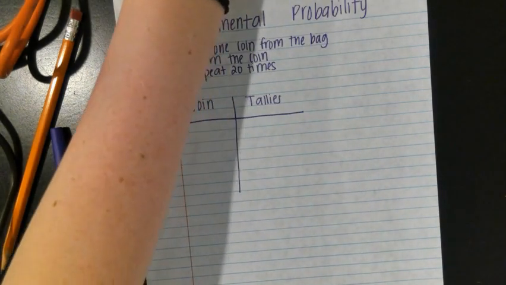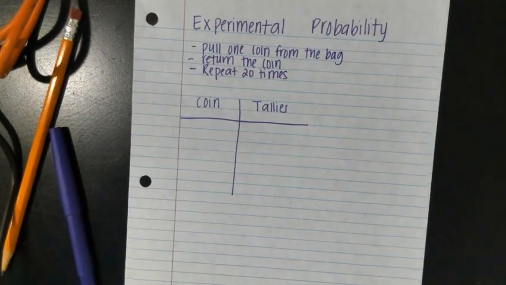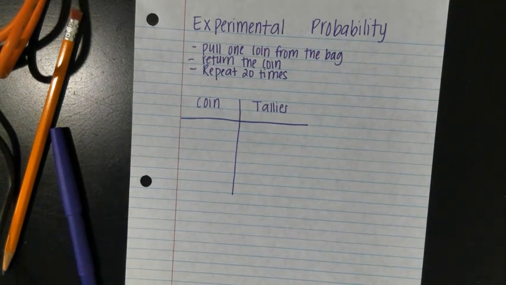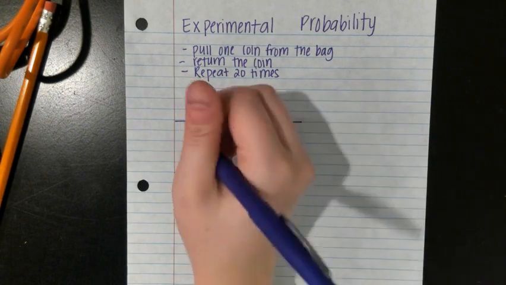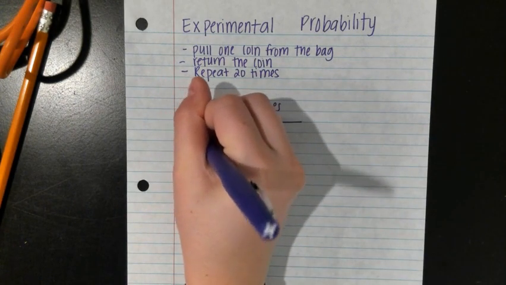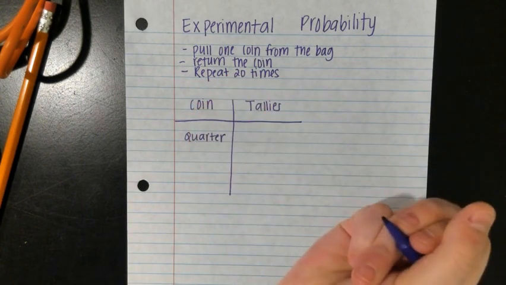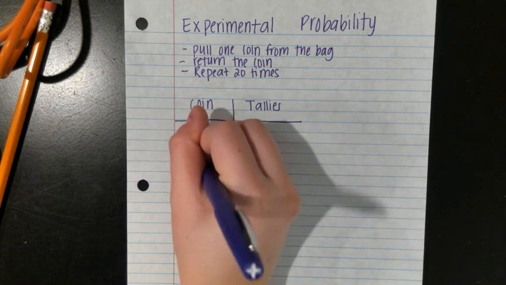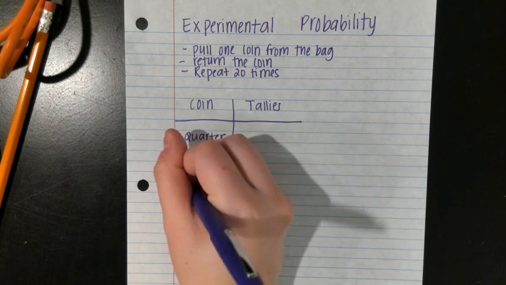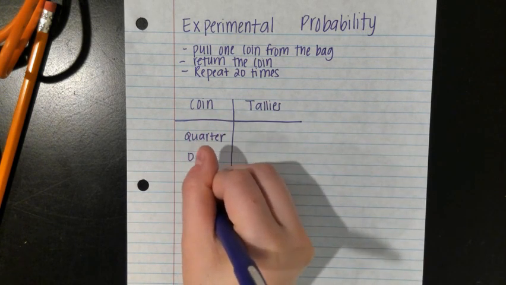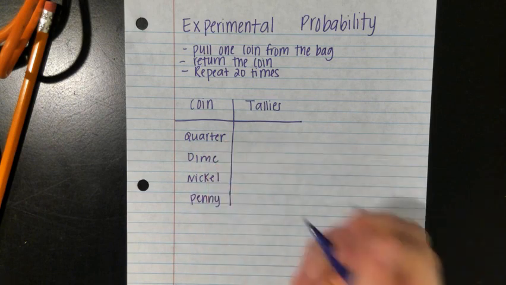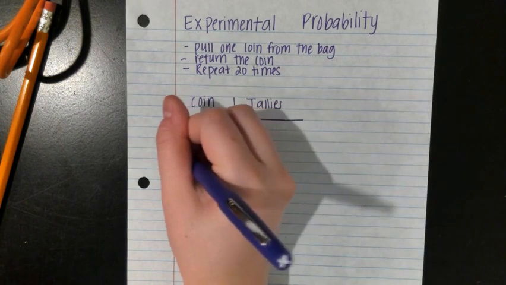Okay, so we're going to go ahead and perform this experiment. Once again, I'm going to pull one coin from the bag, return the coin, and repeat it 20 times. I'm not going to tell you anything about the bag other than the fact that these are only American coins. So our options for our coins can be a quarter. There could be a dime in there. Nickel. Or penny. That's it. There's no dollar coins in there. So just the quarter, the dime, the nickel, and the penny.